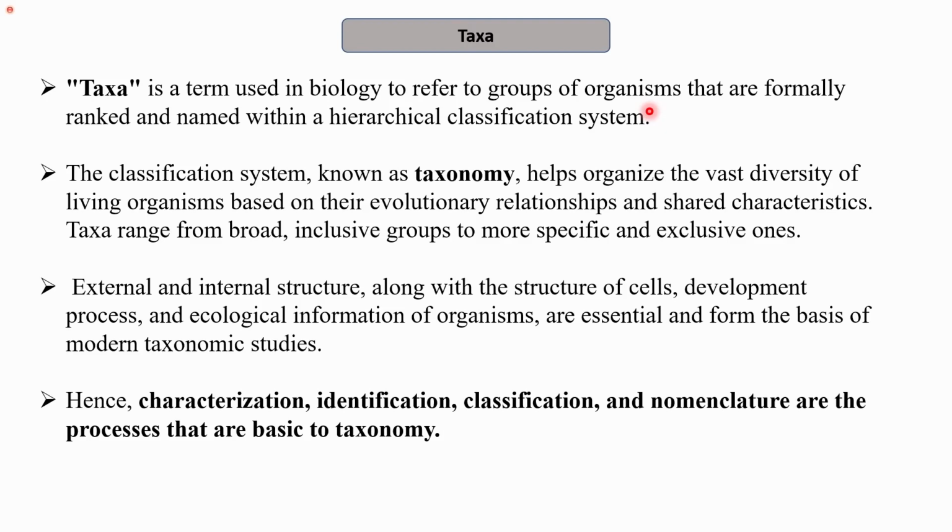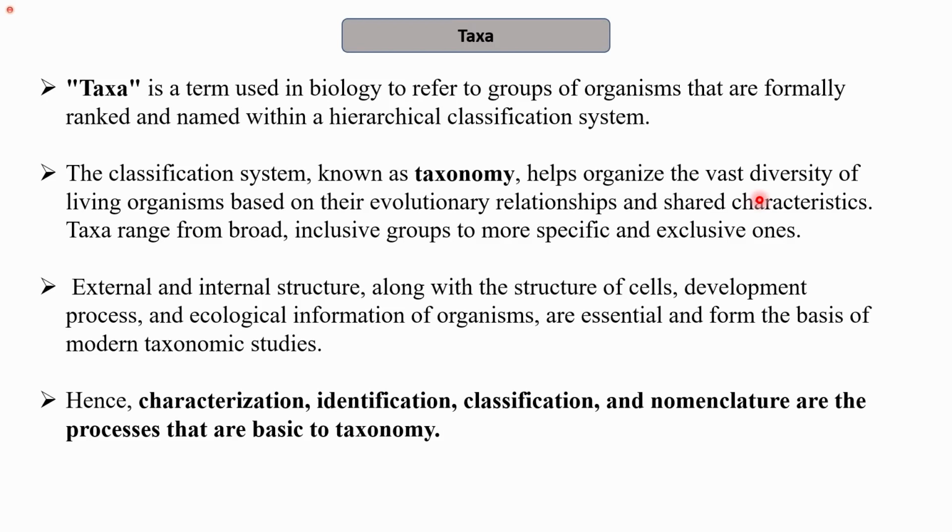So the classification system is known as taxonomy, and this classification system helps us to organize the vast diversity of living organisms based on their evolutionary relationships and shared characteristics. Humans share similar characteristics. We have the same evolutionary history. Therefore, we can be classified into the same taxa, under the same group.